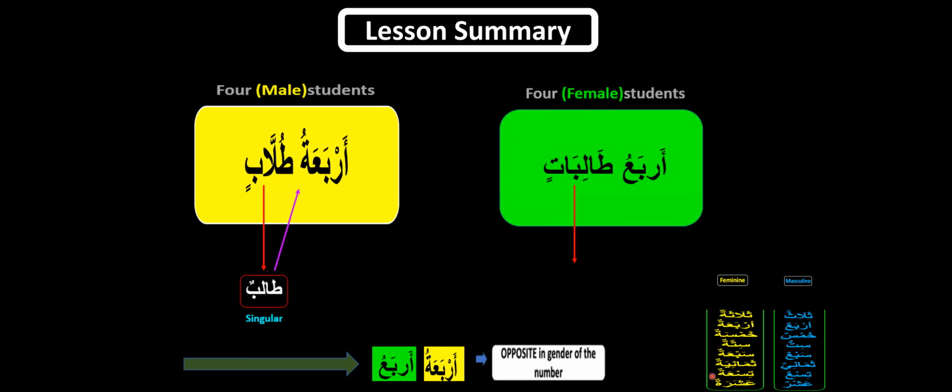On the other hand, if you are counting feminine, talibatin, the singular is talibatun. Now, if you want to say 4 female students, how will you say? Arba'u talibatin. 5, khamsu talibatin. 6 female students, sittu talibatin. You will not say khamsatu, sittatu, arba'atu, because if you do that, it will be a mistake. You would be matching both, whereas ma'dud and adad, the number and what you are counting, are always opposite in gender when you are counting from number 3 to number 10.